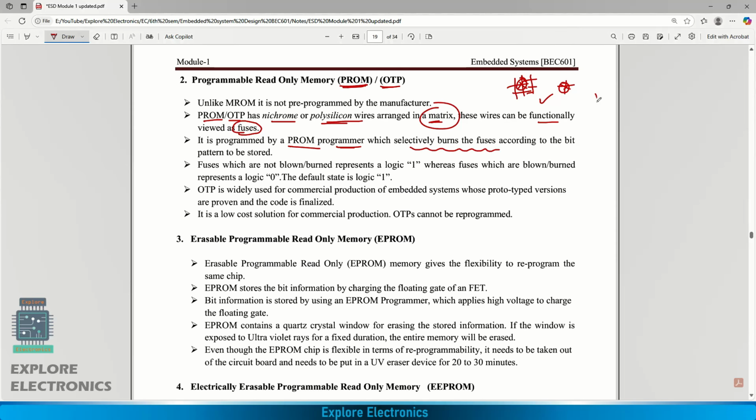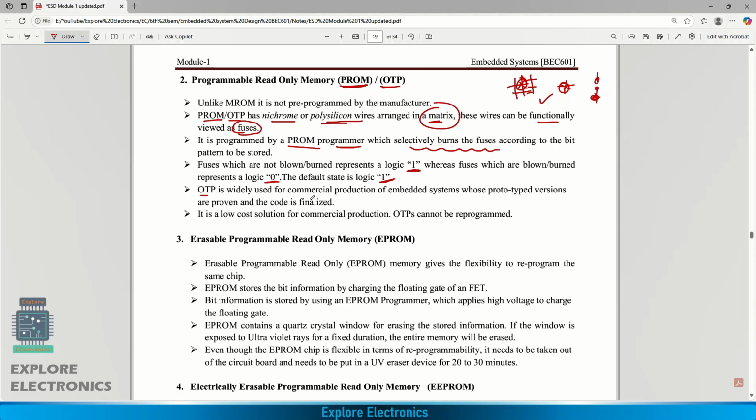Burn the fuses, in the sense that it is connected, we can burn it and make it an open connection, right? So whatever bit is required to be stored can be achieved. Fuses that are not blown or burnt represent logic 1. If you want to break the connection, it will be logic 0. That is what it is. So the default state is logic 1.